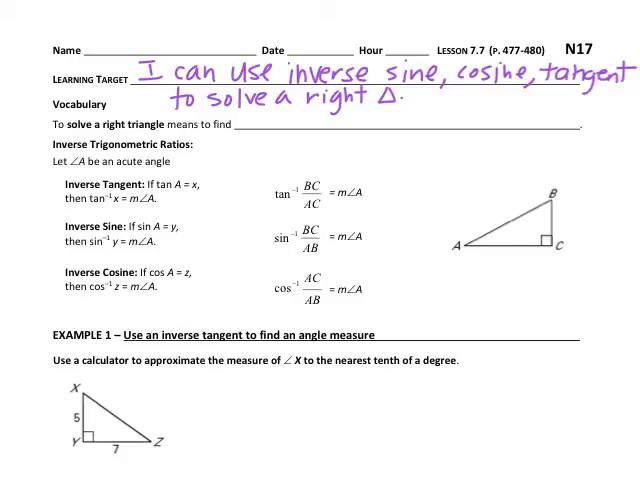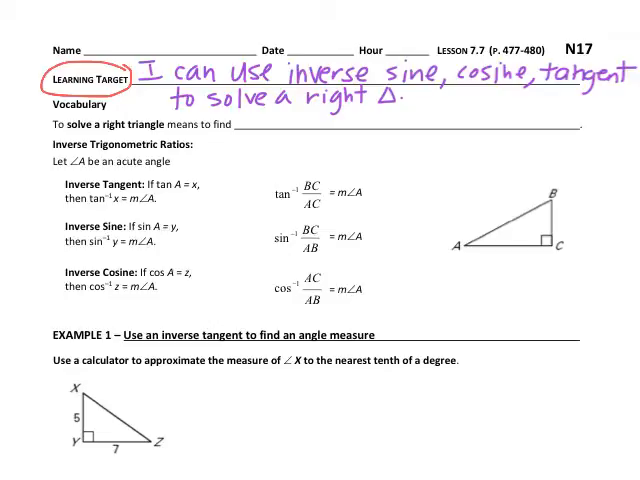This is the video for lesson 7.7. If you would please make sure you're using a pencil and then go ahead and fill in the learning target. You are going to be able to use the inverse sine, inverse cosine, inverse tangent to solve a right triangle.